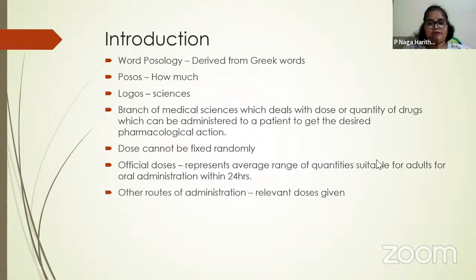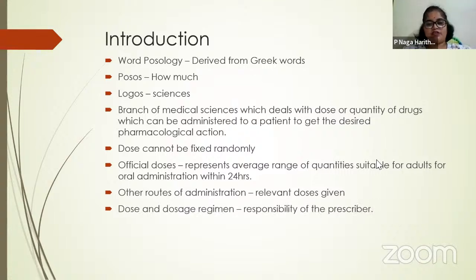Not only oral administration; sometimes there will be other routes of administration as well, like topical, parenteral, optic, otic, and epidural. So there are various routes of administration, and sometimes relevant doses are given for these other routes also. However, maximum 95% of the doses given in the official books are for the adult dose. Taking that as a base, you have to calculate for young people or for the other age groups.